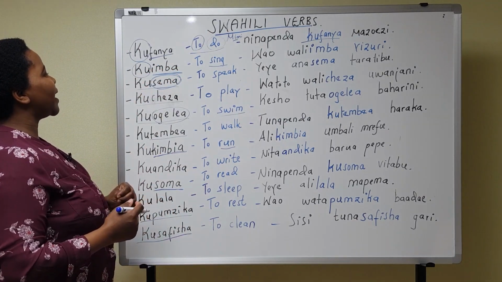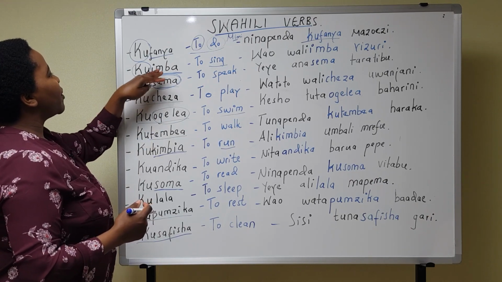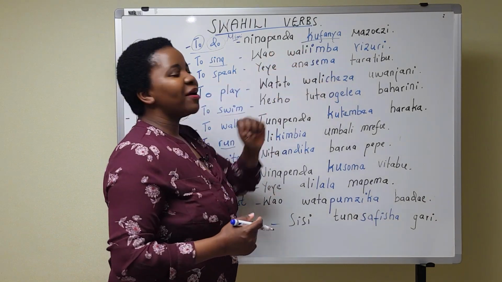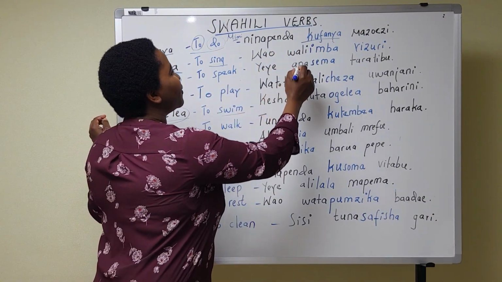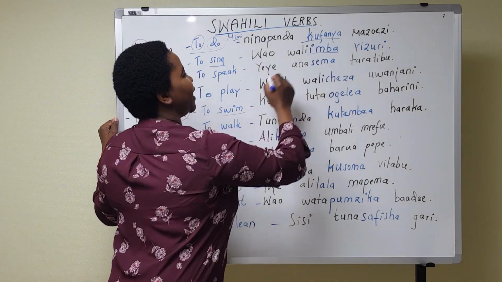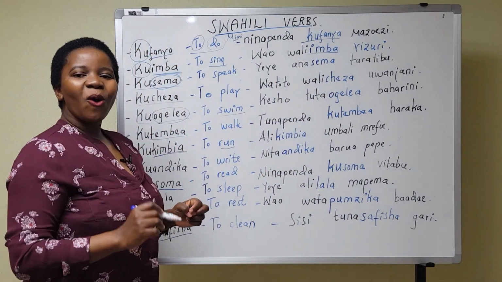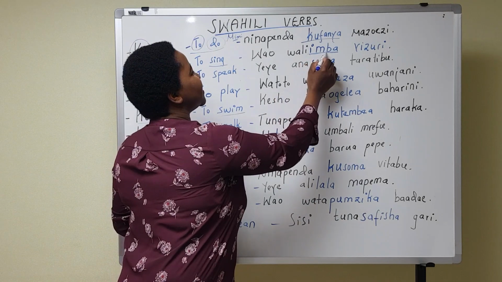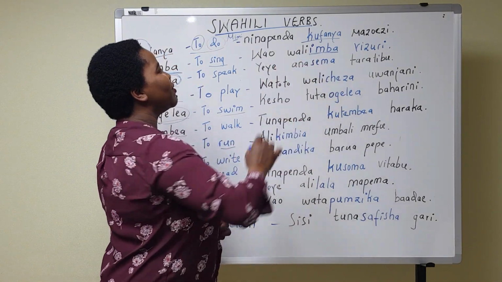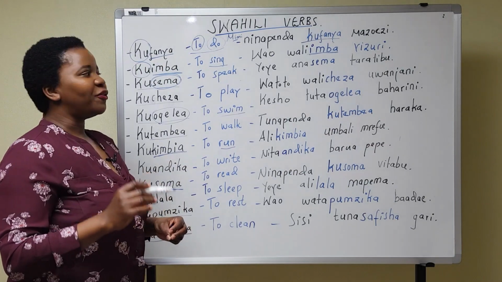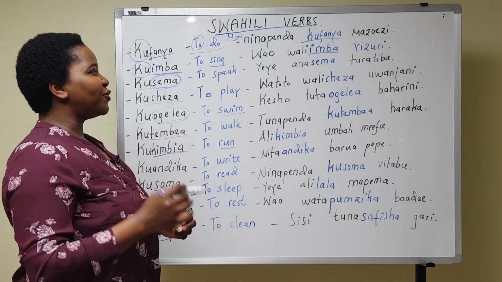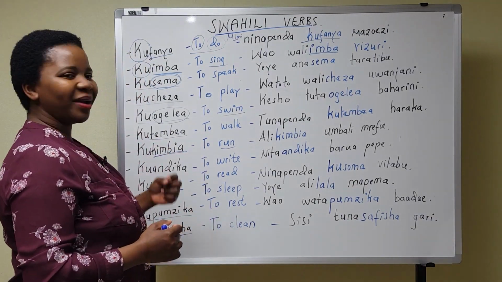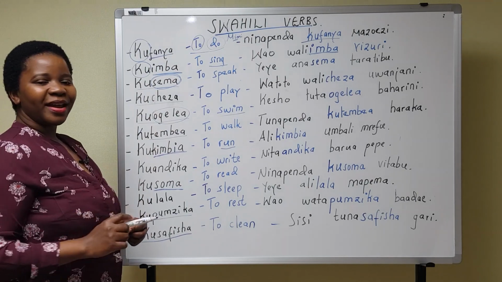Let's see another example. The verb kuimba. Wao waliimba vizuri. The verb root is imba. Wao waliimba vizuri. They sang very well. Very good.